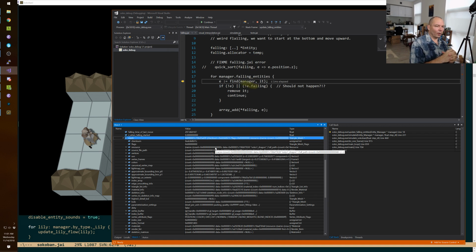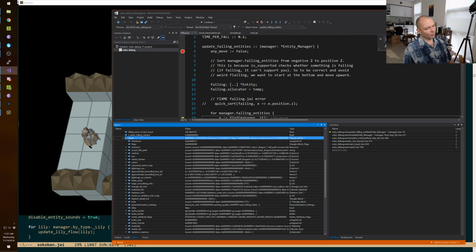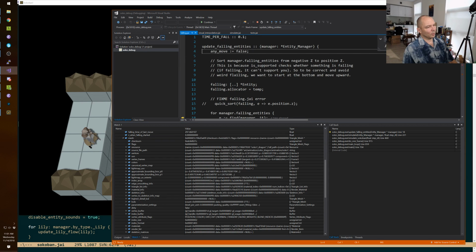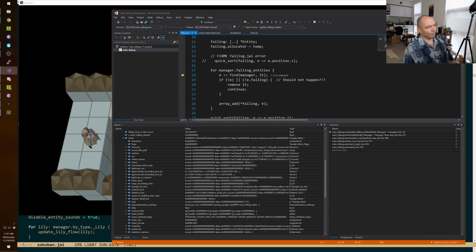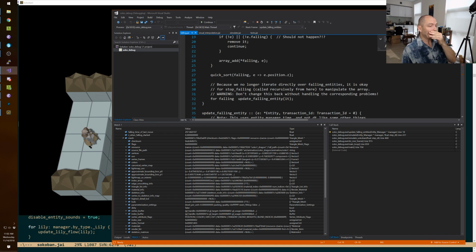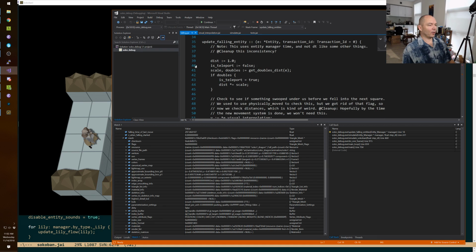Which means something is messed up in the... Both of the dragons are falling, but we never call start falling. Maybe we messed up and saved the level with them set to falling, but then they should stop falling. If they're falling, they should frickin' stop falling, in my opinion, because they're on something.